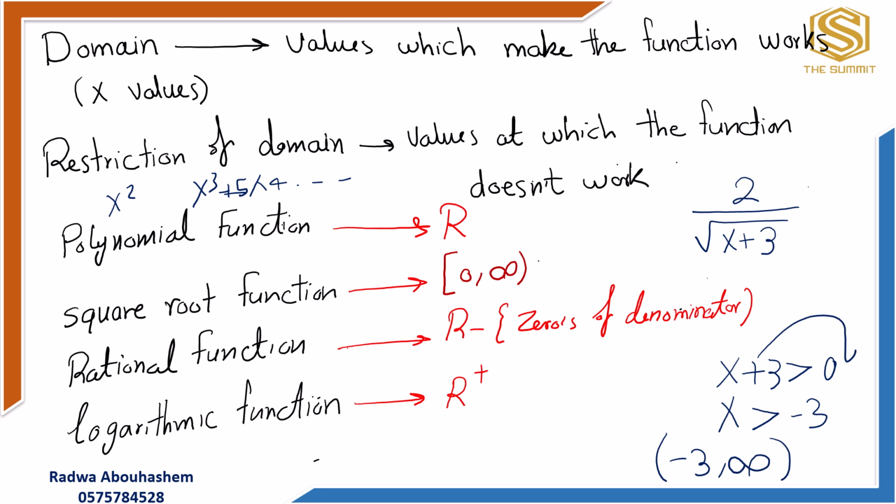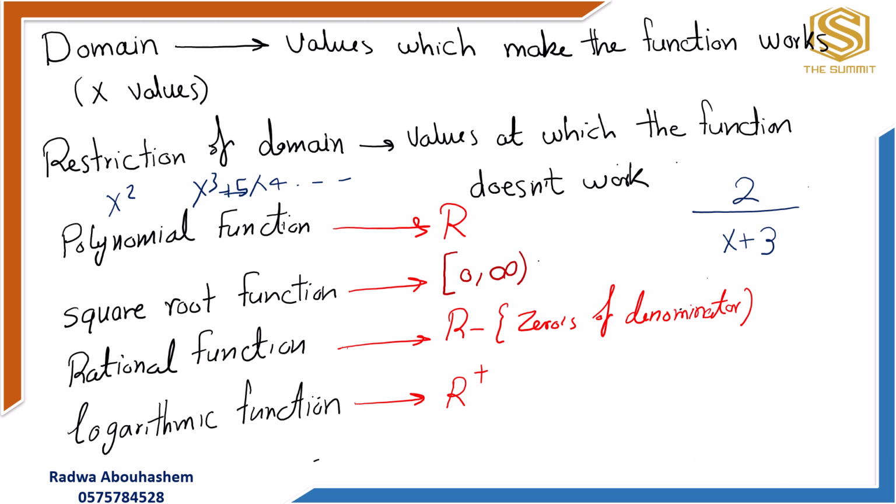Another example for you to understand it more. What if I have something like this? 2 over x, very simple example, square root of x. This means that the x here should not equal 0, and also should not be a negative number. So it should be greater than 0. So my domain would be from 0 to infinity, and the 0 should be open, and the infinity all the time would be open.